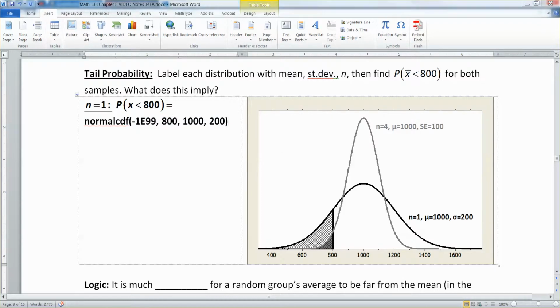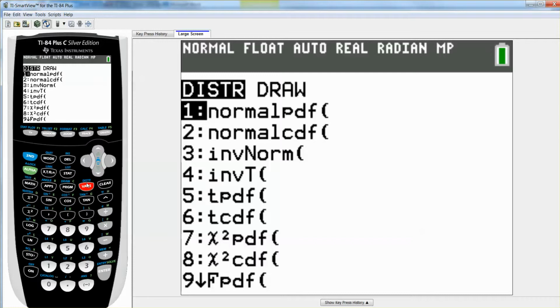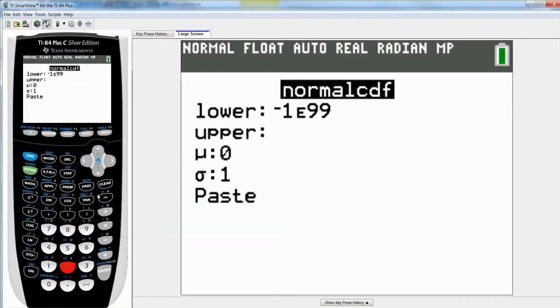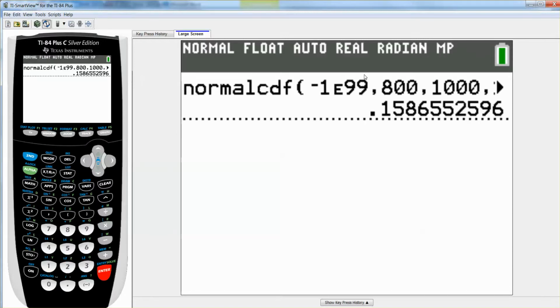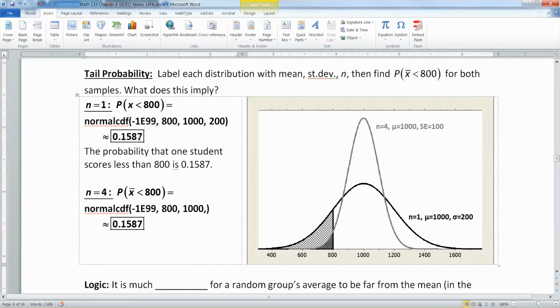So let me find that with the calculator. Go to distribution, then pick number 2, normal CDF, from negative 1E99 to 800, 1,000, and 200. Enter. And then you get 0.1587 or so. So let me type that in. Okay, so there's 0.1587. Now realize what this means. This is the chance that one student, n equals 1, scores less than 800: 0.1587. So a pretty good chance.